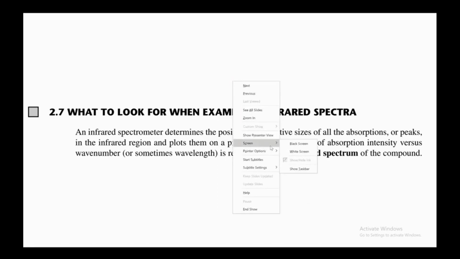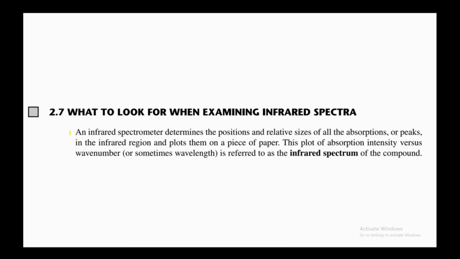So an infrared spectrometer determines the positions and relative sizes of all absorptions or peaks in the infrared region and plots them on a piece of paper. This plot of absorption intensity versus wave number is sometimes referred to as the infrared spectrum.